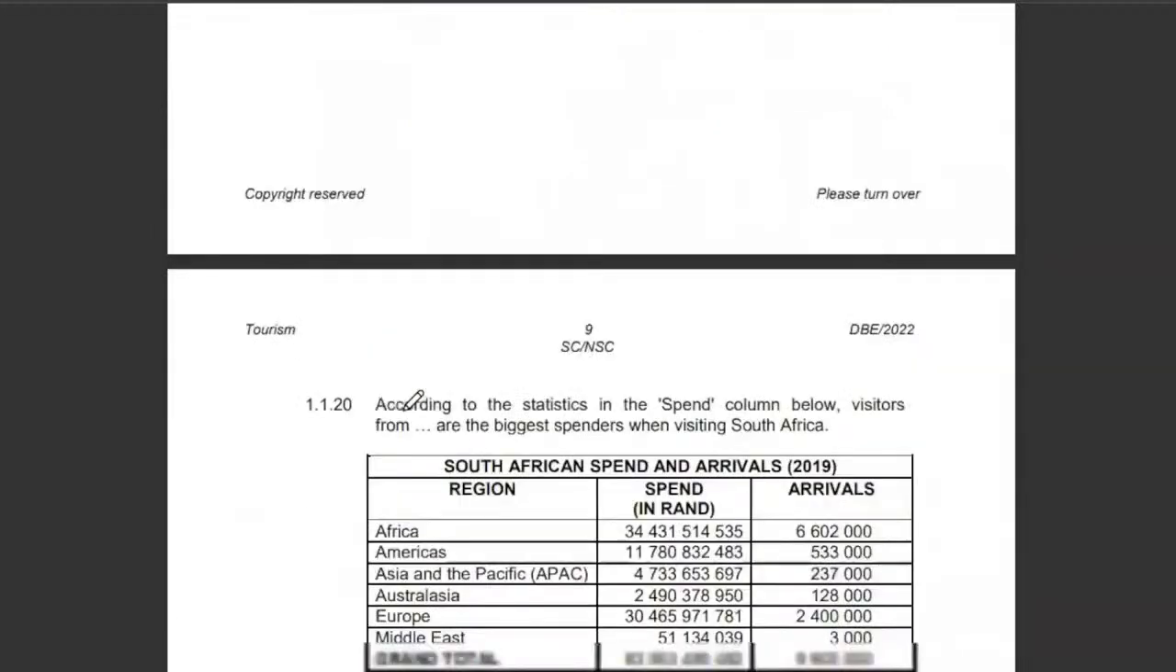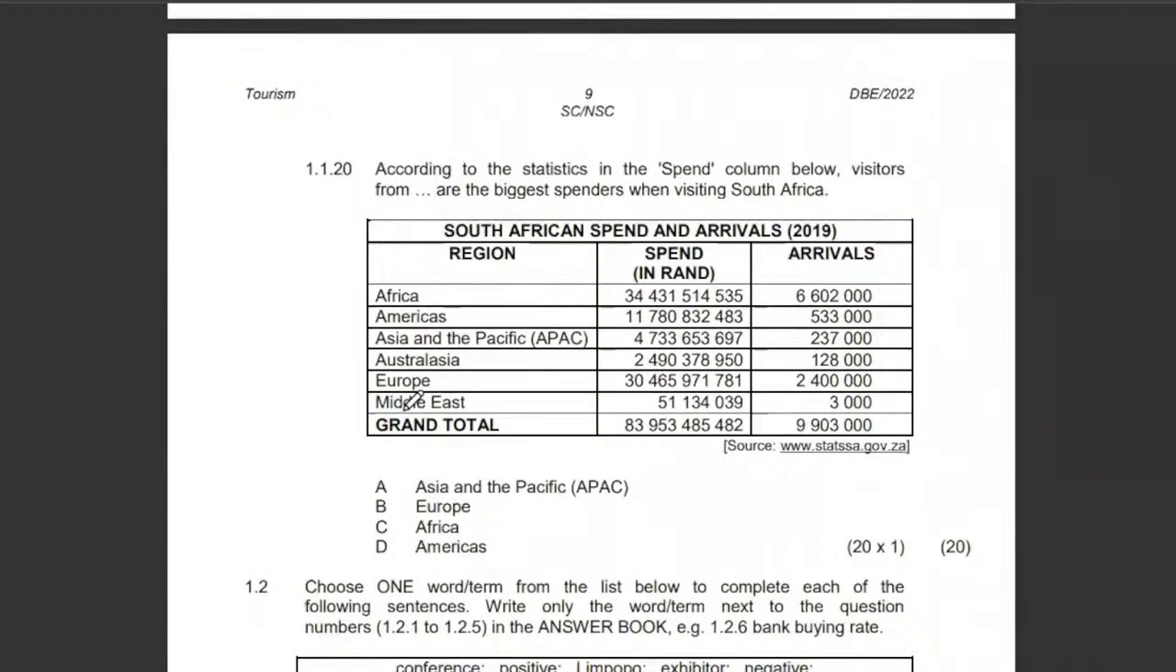All right, 1.1.20. According to the statistics in the spent column below, visitors are the biggest spenders when visiting South Africa. Let's look at the table in detail. It actually reads on the heading, South African spend and arrivals in 2019. Then there are different regions which appear in different columns there. We have Africa, America, Asia and the Pacific, Australasia, Europe, the Middle East. Then there's also the grand total, which is listed below there.